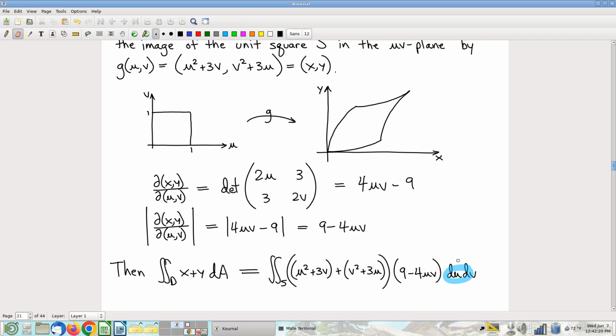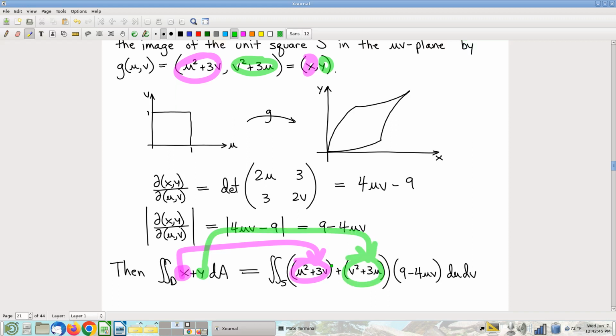And now it's just a matter of plugging in, the little minor task of recognizing that everywhere I see an X, I need to put what X is. So don't forget, X is given in the change of variables function. And so X is that. And likewise, don't forget Y, also given in the change of variables function. And so don't forget to do that. Everybody happy?